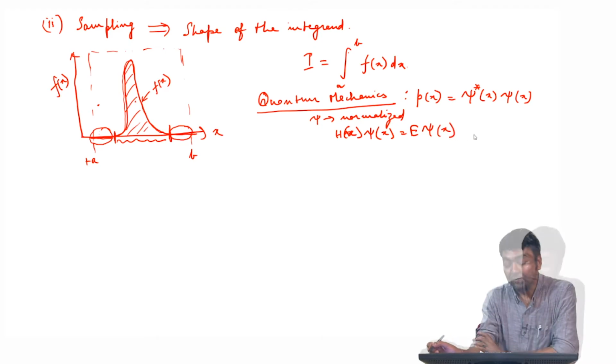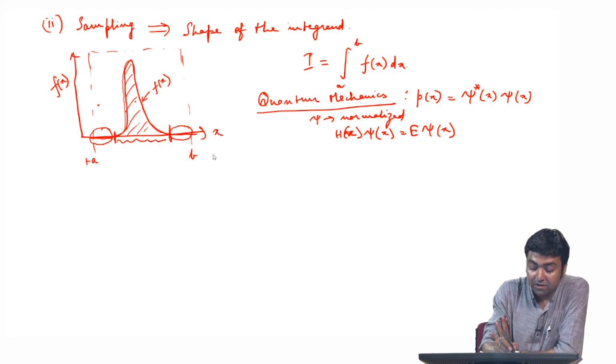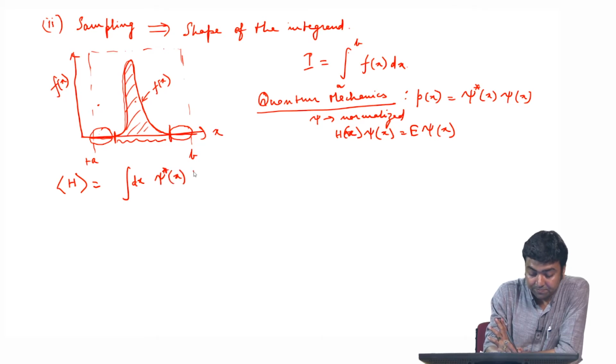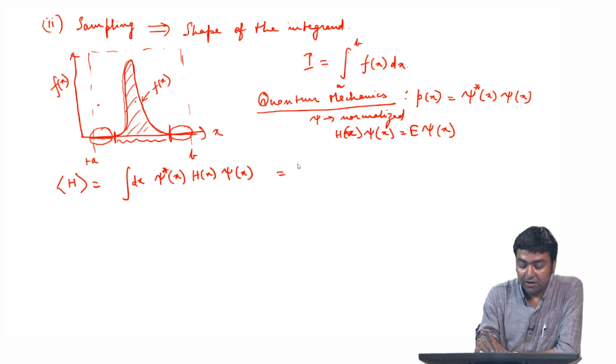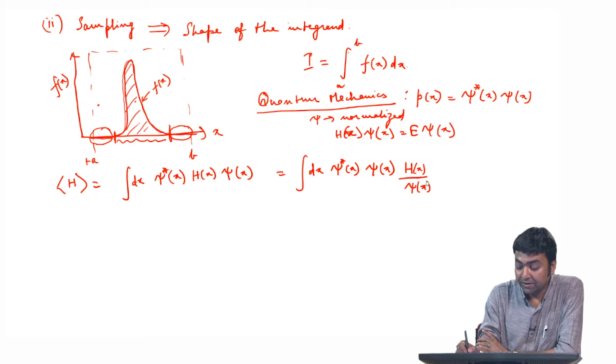So, if I want to compute the expectation value, for example, of h, that would be given by this expression: integration dx psi star x h x psi x. So, this is my expectation value. What I can do is some manipulations. So, let us do the following. I keep psi star x and then I introduce psi x, and then I divide h x by psi x again, and I have psi x dx.